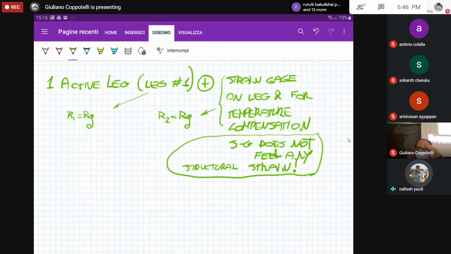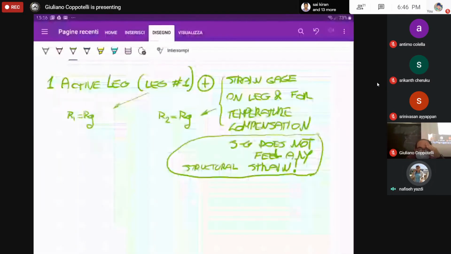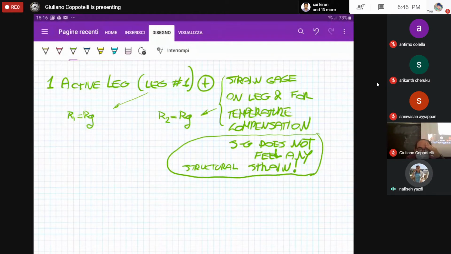So I have a question. We have two. I don't understand here why we have two active legs. One is R1 equal to Rg, the other one is R2 equal to Rg. One of them is for temperature, the other one is for strain. Can you allow me to explain what I've just written? Oh, sorry, I thought that it's the explanation for what you said before.